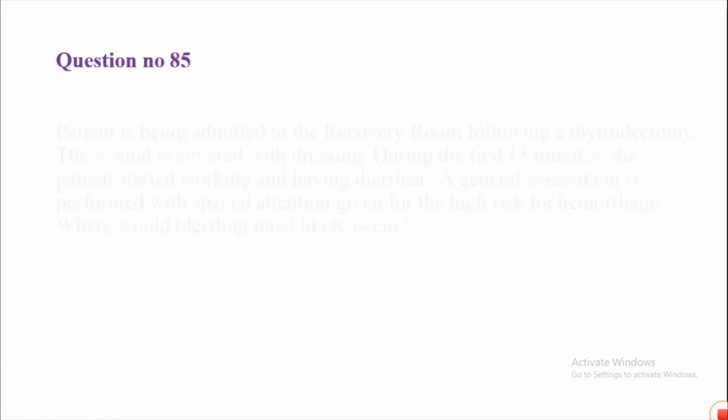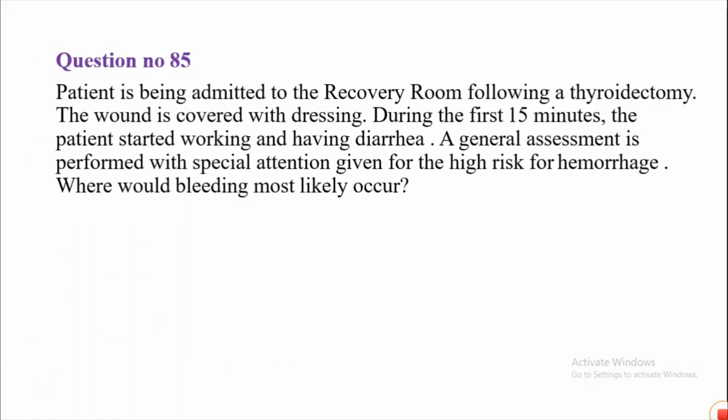Question number 85. A patient is being admitted to the recovery room following a thyroidectomy. The wound is covered with dressing. During the first 15 minutes, the patient started vomiting and having diarrhea. A general assessment is performed with special attention given to the high risk for hemorrhage. Where will bleeding most likely occur? The options are number A, stool, number B, vomitus, number C, dressing, number D, back of neck.